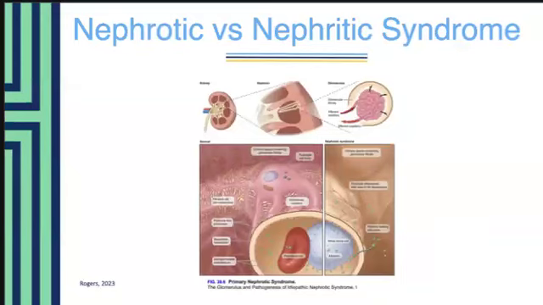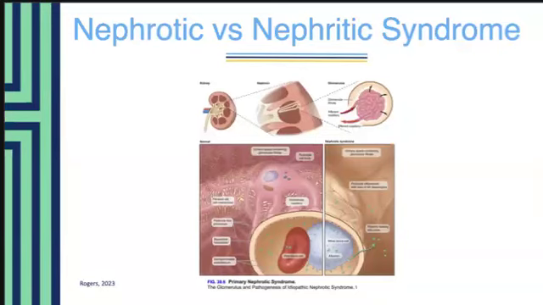Nephrotic syndrome is characterized by massive proteinuria greater than 3.5 grams in a day, hypoalbuminemia, hyperlipidemia, and edema. It results from increased permeability of the glomerular capillary membrane, allowing excessive protein loss in the urine. The primary cause is minimal change disease, but it can also occur due to conditions like diabetic nephropathy or lupus nephritis that we talked about earlier.